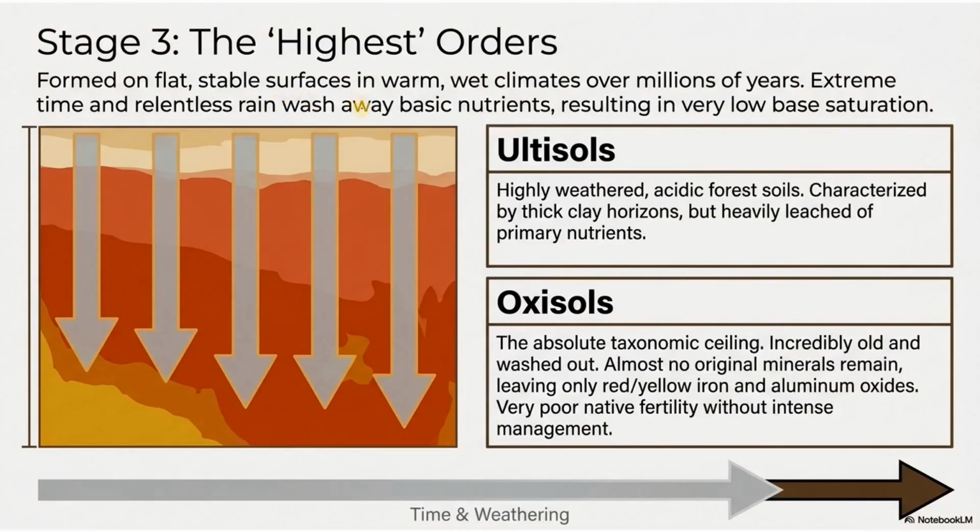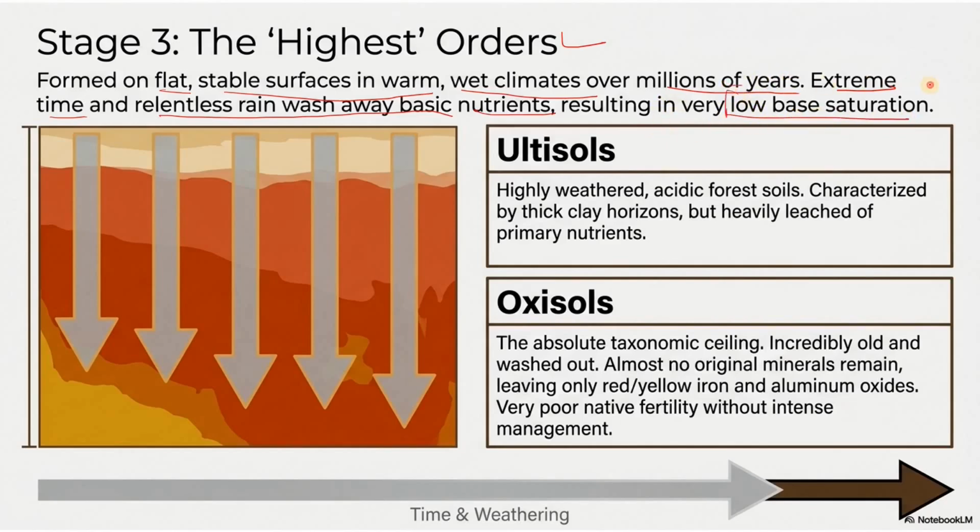Now we have discussed the intermediate soils. Now we are talking about the highest order soils. Highest order soils are formed on flat, stable surfaces in warm, wet climates over millions of years. Extreme time and relentless rain wash away the nutrients, resulting in a very low base saturation.